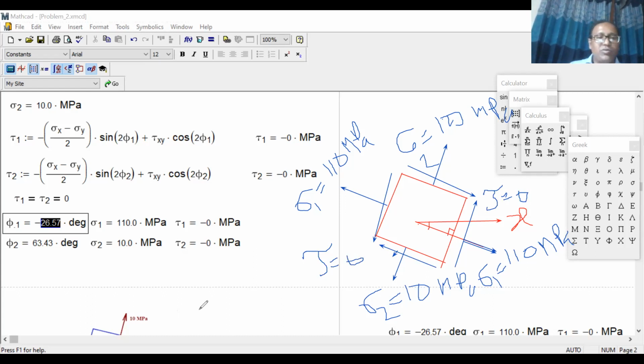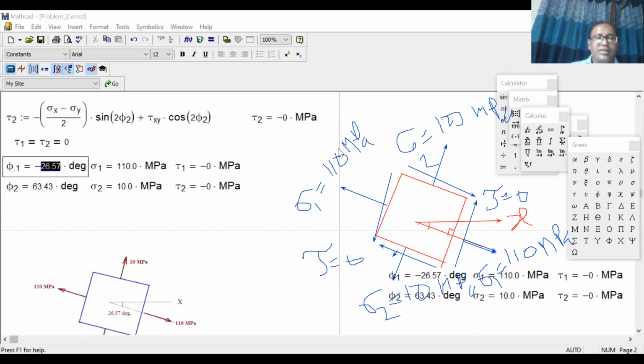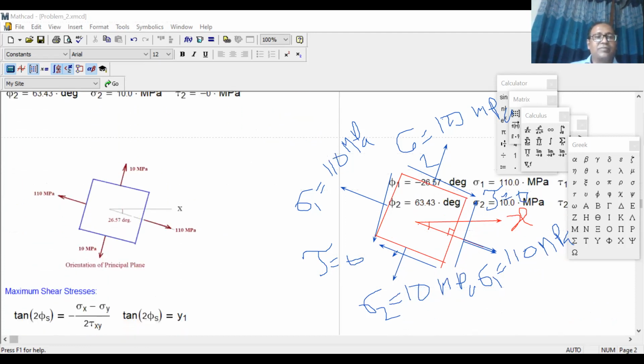So this is your orientation of the element that we did right over here. But I didn't put the direction of the shear stress. I can put any direction. Remember, head to head and tail to tail. So this will be tail to tail. The other one will be the other. Okay. And in the orientation of the principal plane.